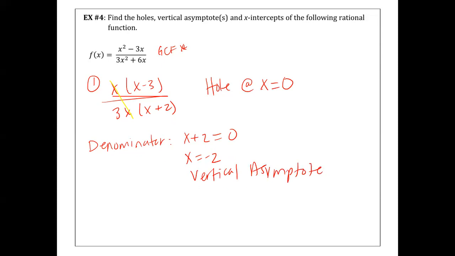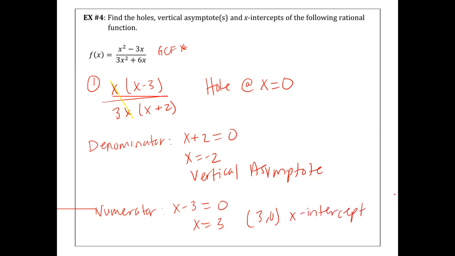Okay, last is our numerator to find our x-intercept. All I have left in my numerator is x minus 3. I'm going to set that equal to 0, and that's going to give me x equals 3. So that means that I have an x-intercept at (3, 0), my root of this function. Okay, so now I have found my x-intercept, my vertical asymptote, and my hole.